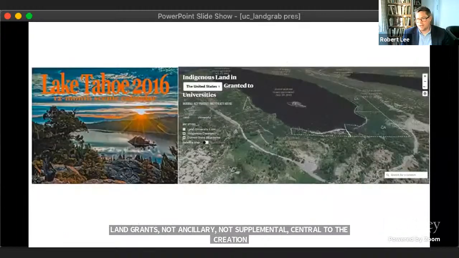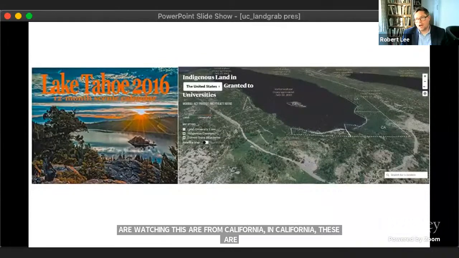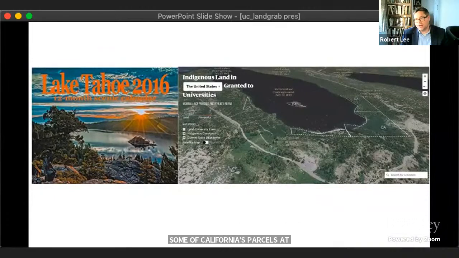So the last slide that I had here was just to point out, I imagine a lot of the people who are watching this are from California, are in California. These are some of California's parcels at a very well-known place on Lake Tahoe, ringing Emerald Bay. It appears on a lot of calendars, things like that. There is a historic site that people go and stop at Emerald Bay. It's a place called Vikingsholm. It's a sort of Nordic style mansion right on the water.